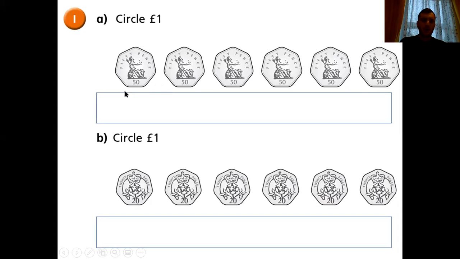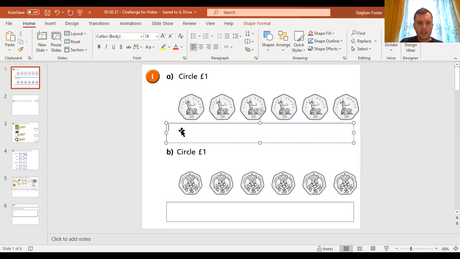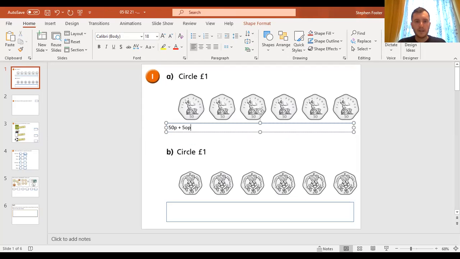So the first one says circle £1, and you've got lots of 50p pieces here. How many would you have to circle? The next one says circle £1 again, but you've got 20p pieces here. How many would you have to circle? I can't circle them very easily on here, so I'm going to type them in. So 50p and another 50p is equal to £1. And that would be the first one. So you should have circled two 50p coins.